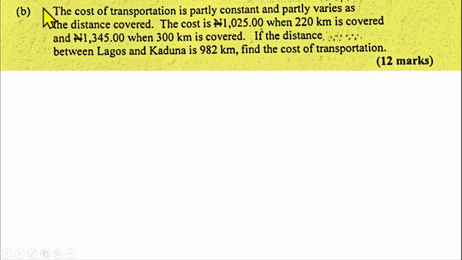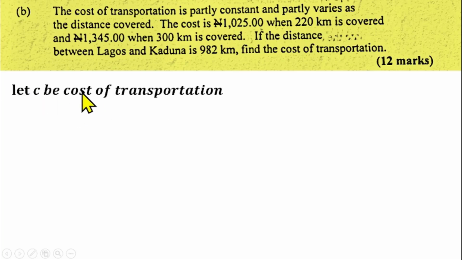Like I told you, this question is from variation. In this case, it is from partial variation. So we will say let C represent the cost of transportation, and then let D represent the distance. So you can now establish the relationship between the cost and the distance using partial variation. The cost of transportation, which is C, is partly constant, so you need to introduce a constant, and partly varies as the distance, which is D, and to that D as well you need to introduce another constant.